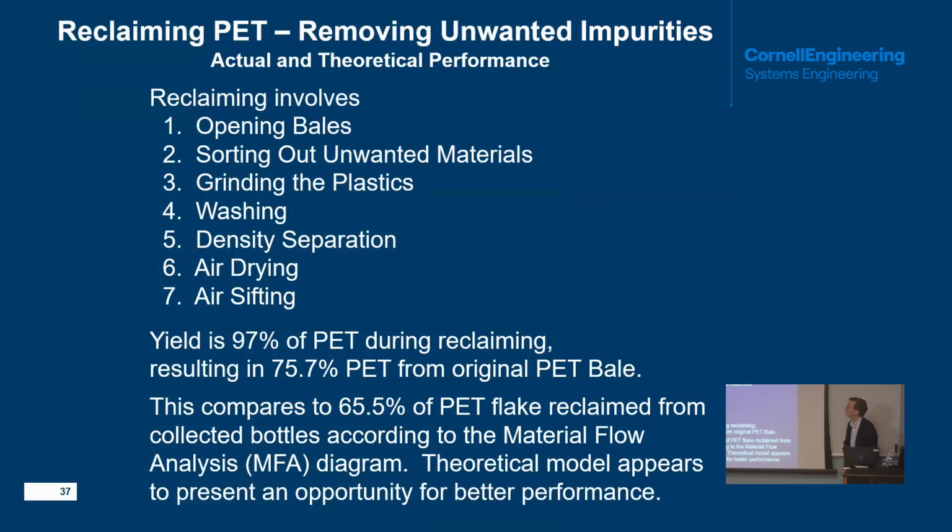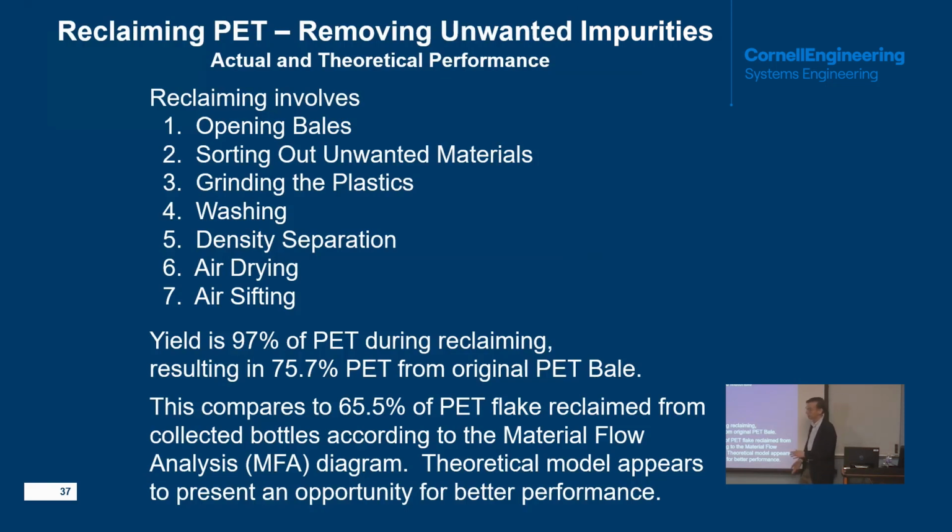So what's the next step? I said that reclaimers have to improve the purity of that bale. They basically open up the bales, sort the materials again. Finally, they grind the plastic materials, wash it, and then density is a sink float tank. Essentially it does a lot of the separation.